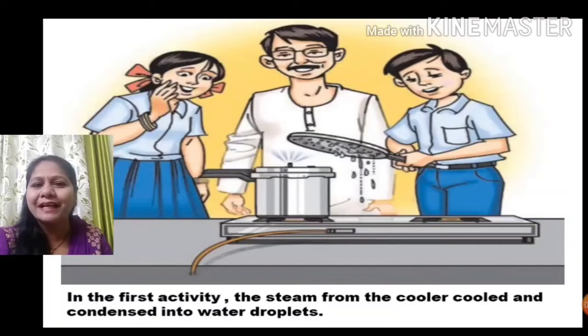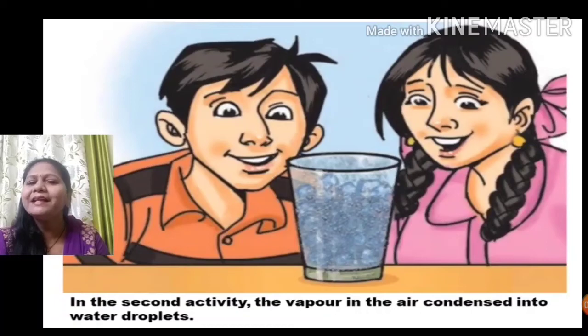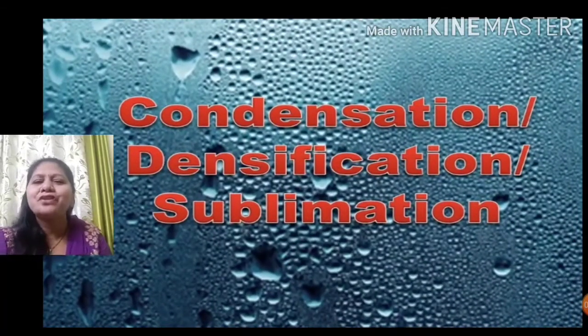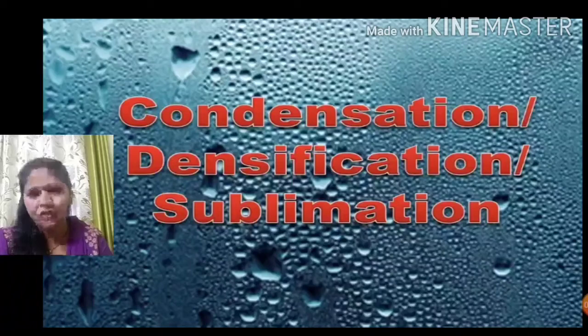So in the first activity, we have seen the steam from the cooker cooled and condensed into water droplets. Now in the second activity, the vapor in the air also got condensed into water droplets, and that we can see. So here we go for the topic under clouds, that is condensation.